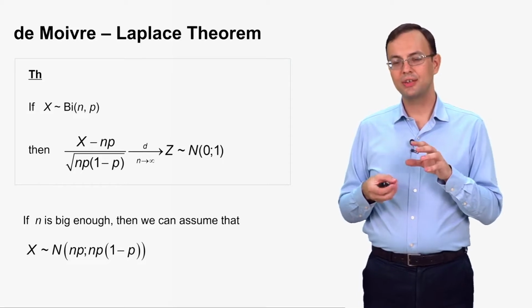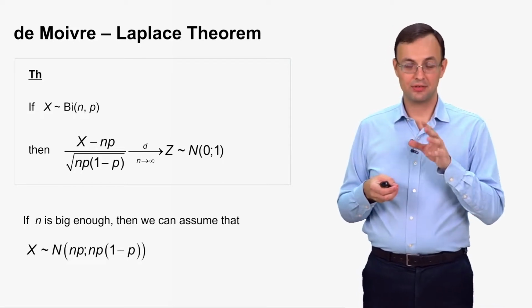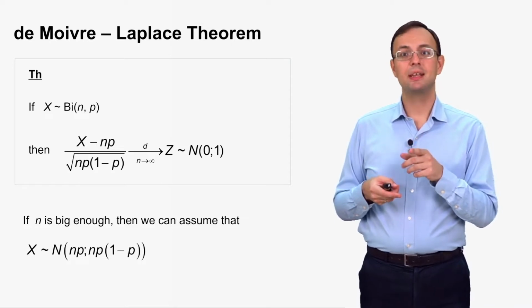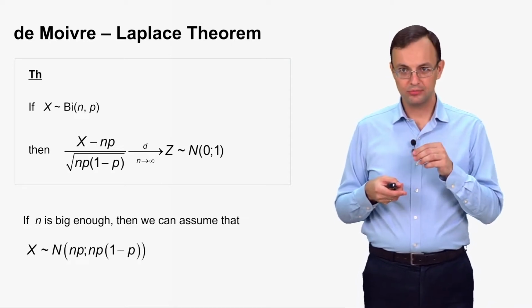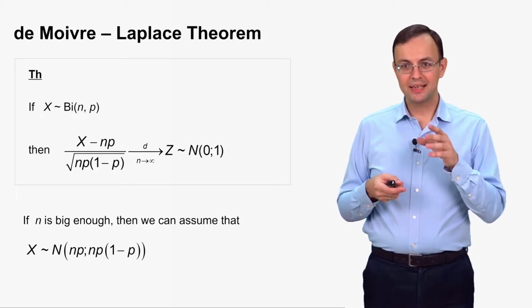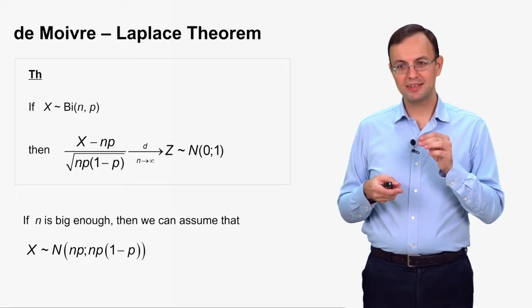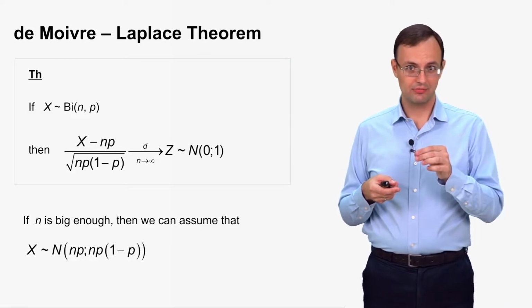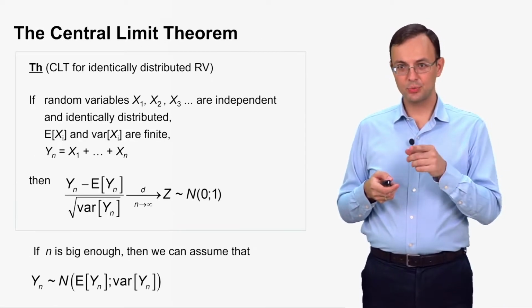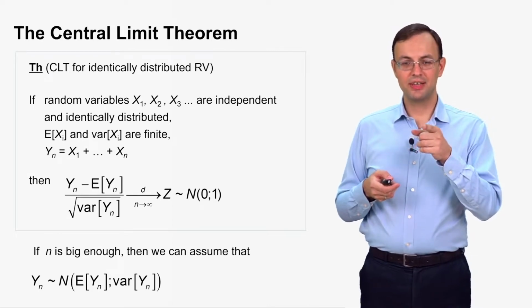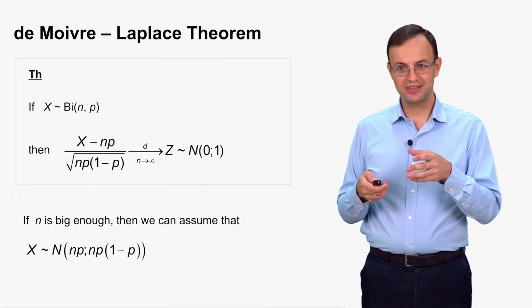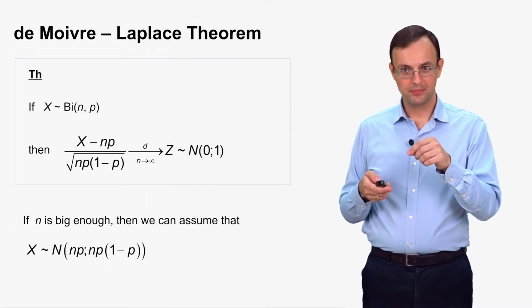And actually the left part is also very close, as maybe you remember that np is the expected value of a binomially distributed random variable, and n times p times (1 minus p) is its variance. So as we see here, the expected value is subtracted and then we divide by the square root of the variance. Here we do the same.